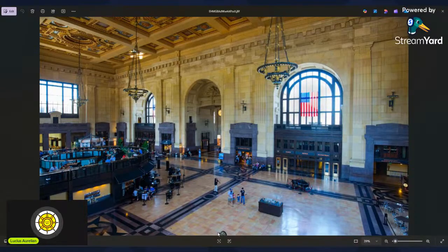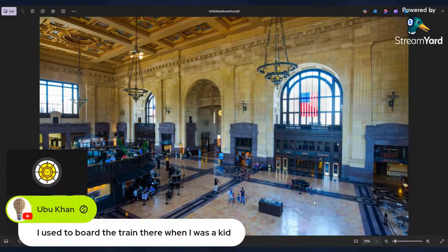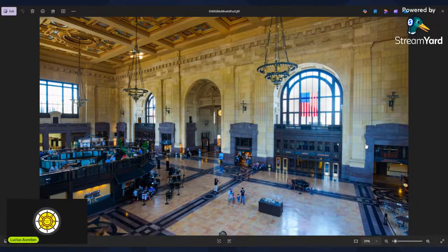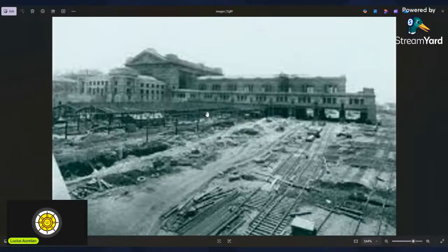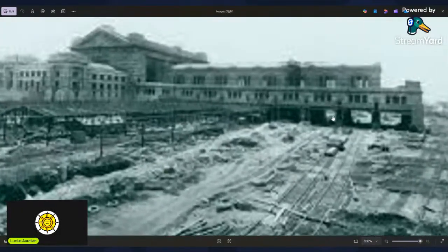So just to give you an idea of what the interior of that beauty looks like today. Hey, Ubu, I used to board the train there when I was a kid. Yeah. And it's quite extensive when you see the large arches, the tall ceilings, and it's just an incredible palace anywhere you walk in it. So anyway, one of the reasons why I decided to include it. And you would think it would have been a Herculean construction effort, but this is what we're left with.